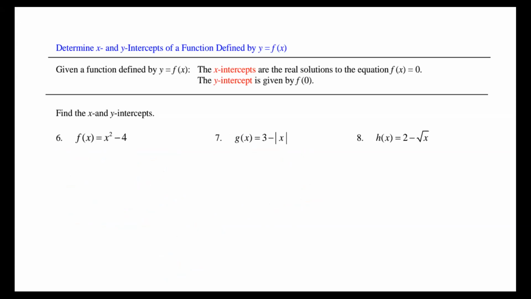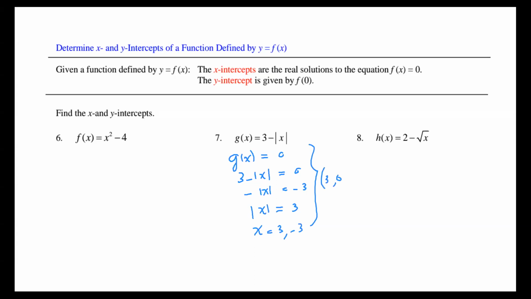I'm going to redo again. So we have g of x equal to 0. So we get 3 minus absolute value of x equal to 0. So when you subtract 3 from both sides, we get absolute value of x equal to 3. That means x is 3 or negative 3. So the x-intercepts are (3, 0) and (negative 3, 0). To find the y-intercept, we have to make x equal to 0. So that means y is going to be just 3. So the y-intercept is (0, 3).